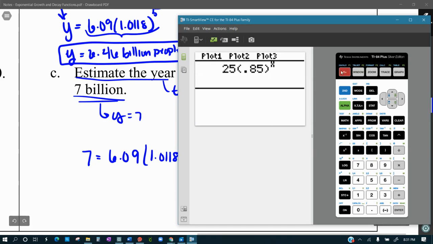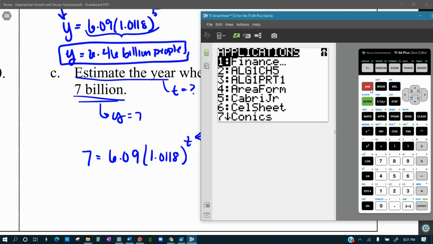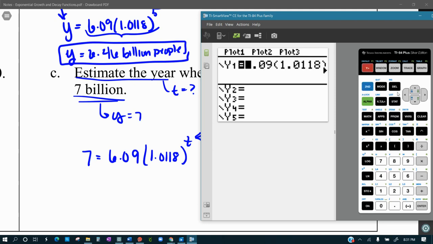So let's use y equals, let's clear out what y1 is, and let's type in what we have. So let's ignore the 7. We're going to deal with that in a minute. So 6.09 parenthesis 1.0118 to the x, or t. It automatically changes it to an x. Sorry, my little thing messed up. Go all the way to the right. There we go. To the x. And now we graph.